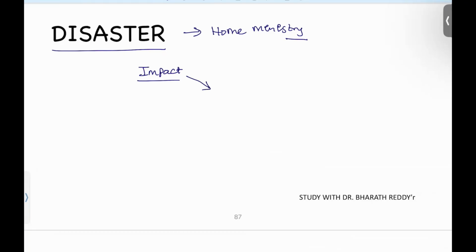Next one is the disaster. So disaster will be coming under which ministry, guys? Home Ministry. Okay, the Home Ministry of India is going to handle the disaster management. How will this disaster cycle be formed? So first, there is a disaster, droughts, floods, or a cyclone, anything, and the impact is going to cause the response, and this will lead to the rehabilitation. Okay, this is the post-exposure, right? This is the post-exposure to the disaster.